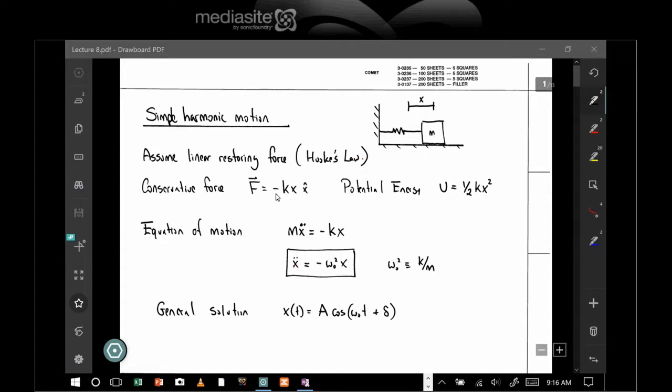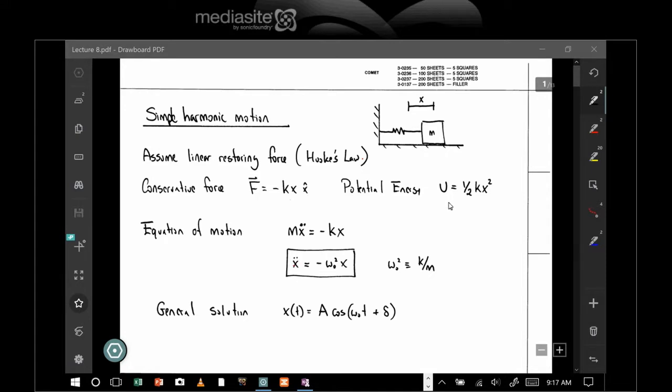That's really important. Now, this is a conservative force, because the force does not depend on velocity or time, it just depends on position. I could define a potential energy using my definition integral, and the potential energy is 1/2 kx squared.